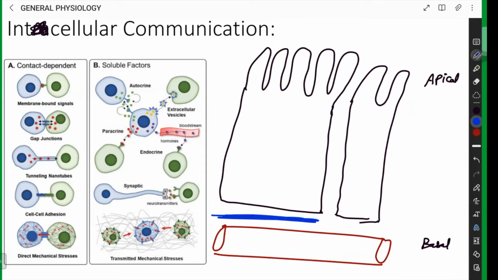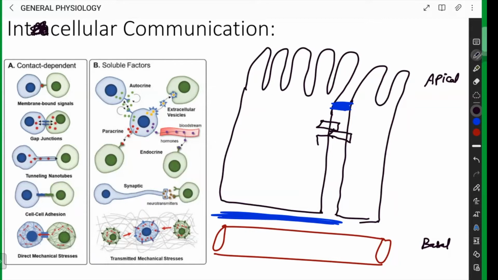Now you're going to have one cell, and this is going to be the second cell. Between the two cells, what happens? There is going to be a tight junction. What is the role of this tight junction? This is going to inhibit your paracellular transport. And the second thing which is going to be present is called adherence junction.